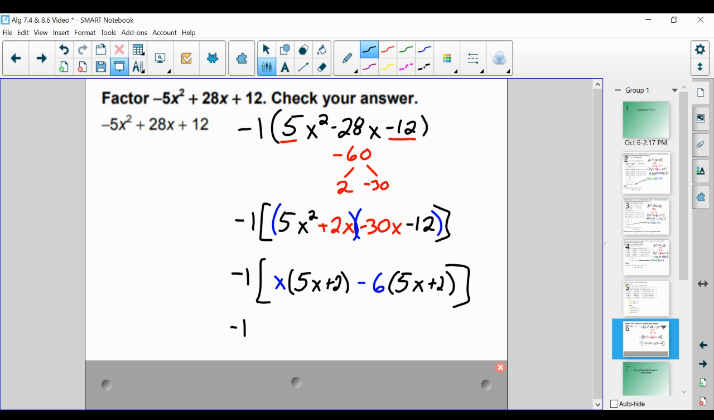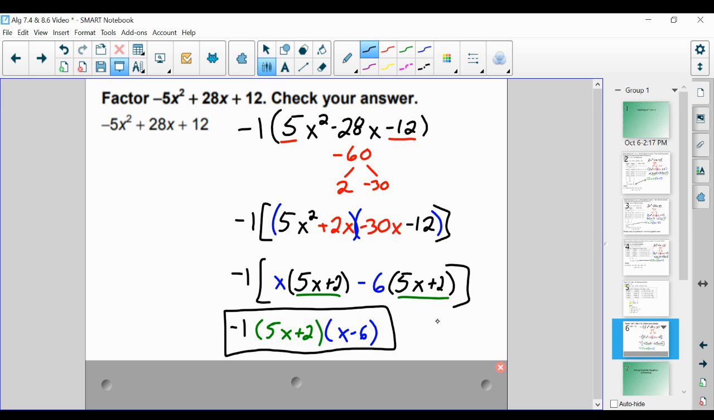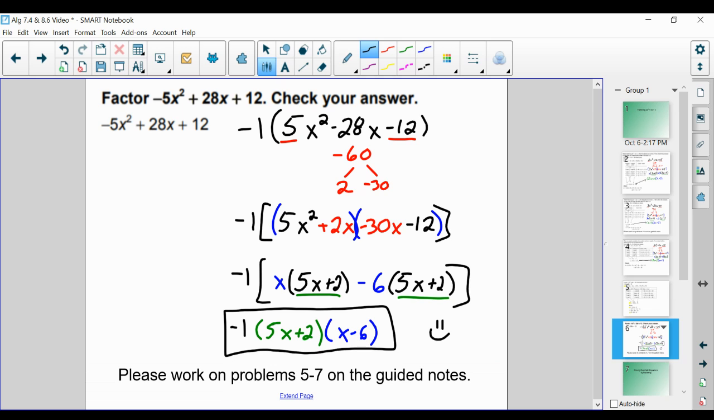Therefore, we get -1 times the matching parenthesis, which is 5x plus 2 times x minus 6. And this is our final answer. Awesome. With that in mind, please work on problems 5 through 7 on the guided notes. Y'all have been doing super duper well, and we're going to be continuing our conversation in just 1 minute.